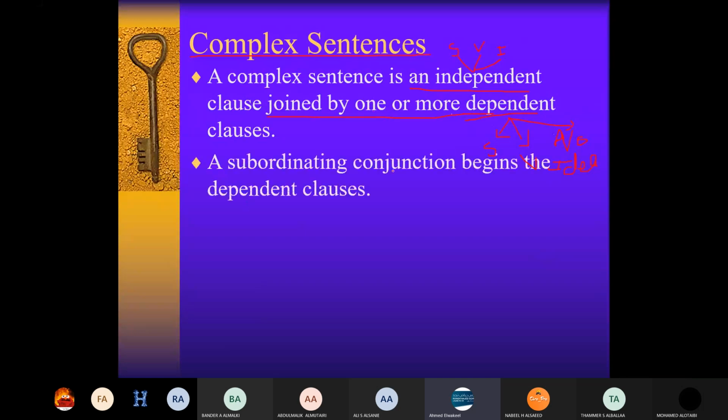And it also has a subordinating conjunction. The subordinating conjunction is very, very important. What are the subordinating conjunctions?